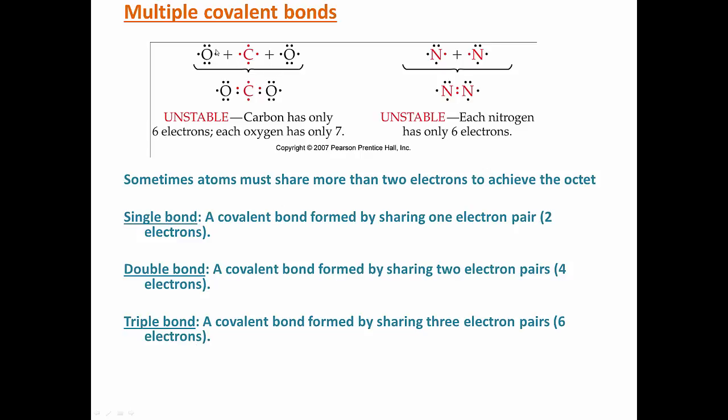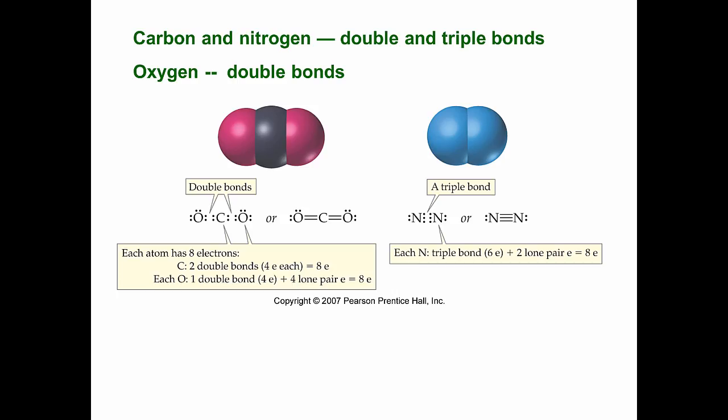Let's take a look here. Here we have carbon dioxide. And notice here that the carbon only has 6 electrons and each oxygen only has 7. This is not stable. The same here for diatomic nitrogen. Each nitrogen only has 6 electrons. So this is where the multiple bonds come in, which we will see in a minute.